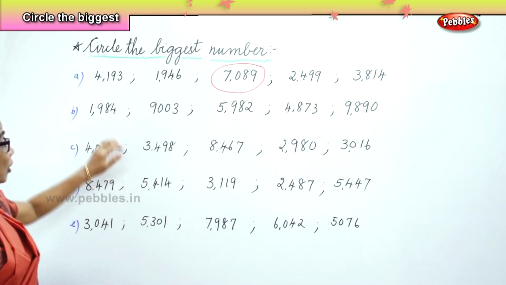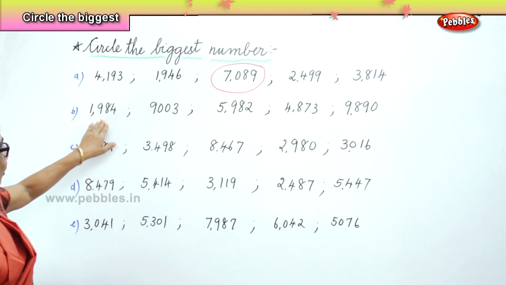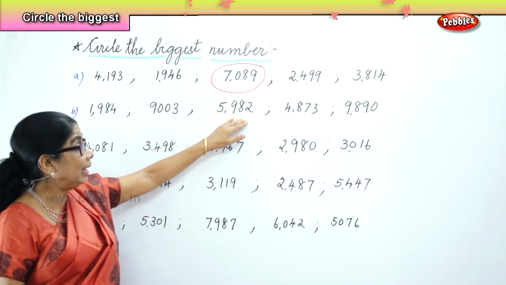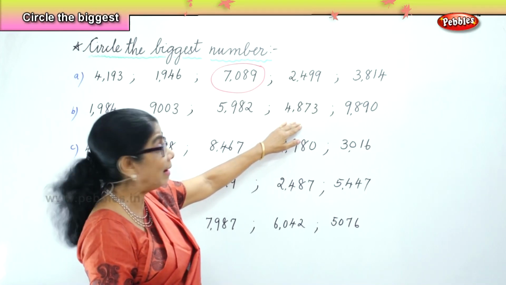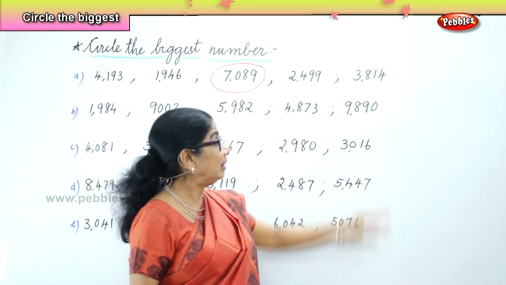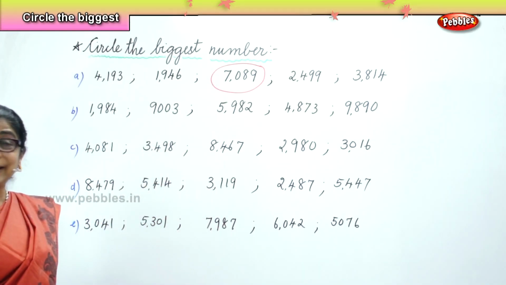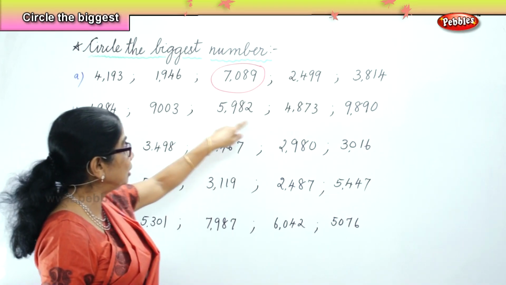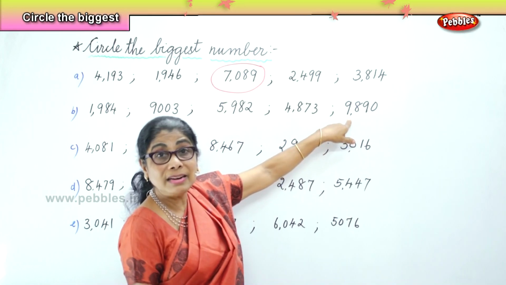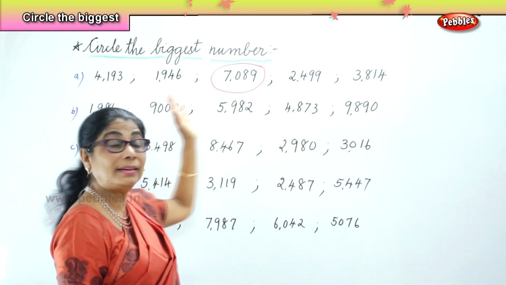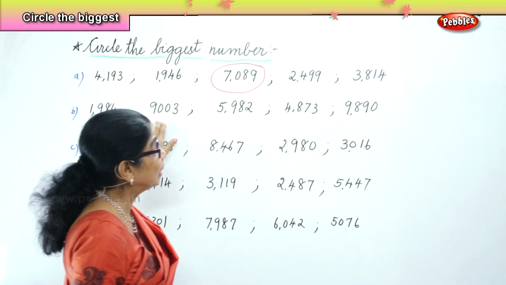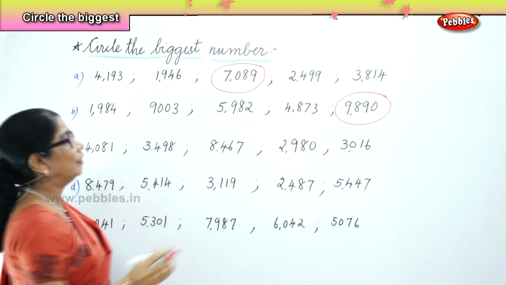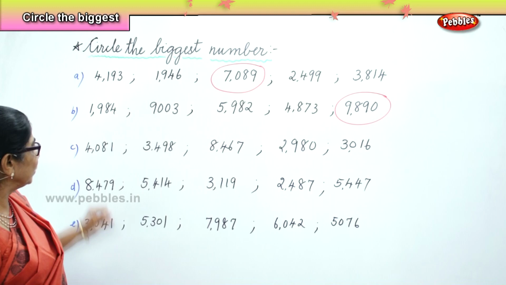Now let's take the next lot of numbers. We have 1,984, 9,003, 5,982, 4,873, 9,890. Let's look at all the thousands. 1,000, 9,003, 5,000, 4,000, again 9,000. Here, 9,800. So there's no hundreds here. So which is the biggest number? 9,890. This is the biggest of the 5 numbers. Good. Let's look at the next lot.